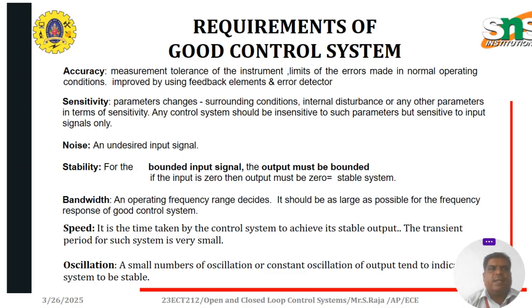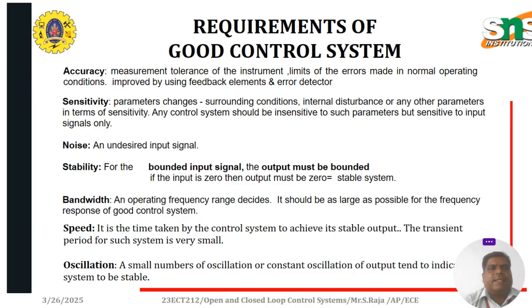The requirements of a good control system: accuracy, sensitivity, noise, stability, bandwidth, speed and oscillations. Depending upon these, if all the criteria are satisfied, then we can say the control system taken is a good one. First we see accuracy: measurement tolerance of the system, the limits of the error made in normal operating conditions. It is improved by using feedback elements and an error detector. That is, accuracy is the first important criterion which any good control system should satisfy. The more the accuracy, the better the control system.